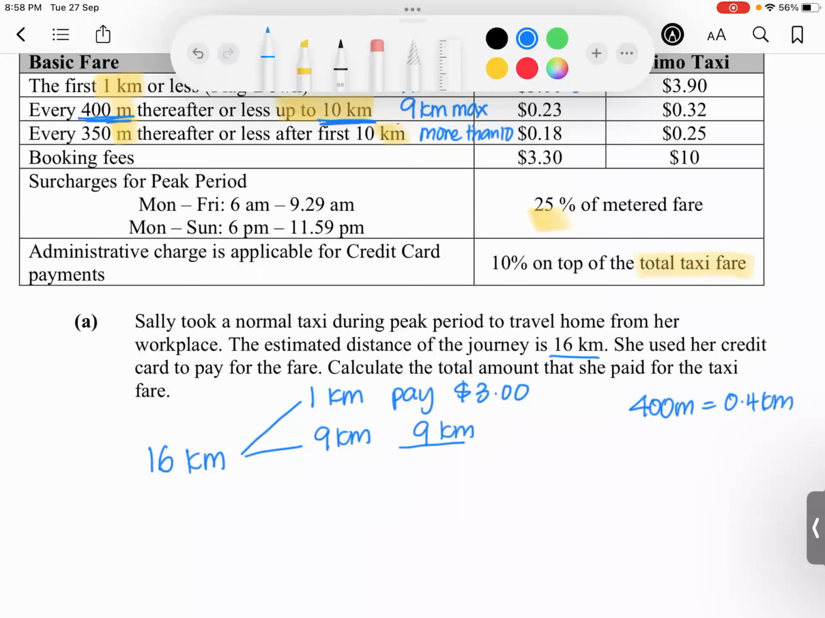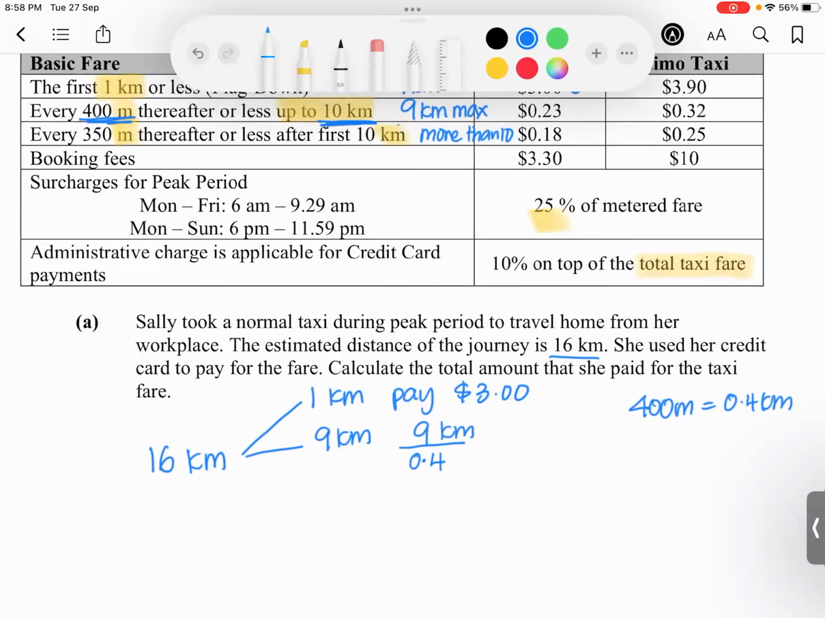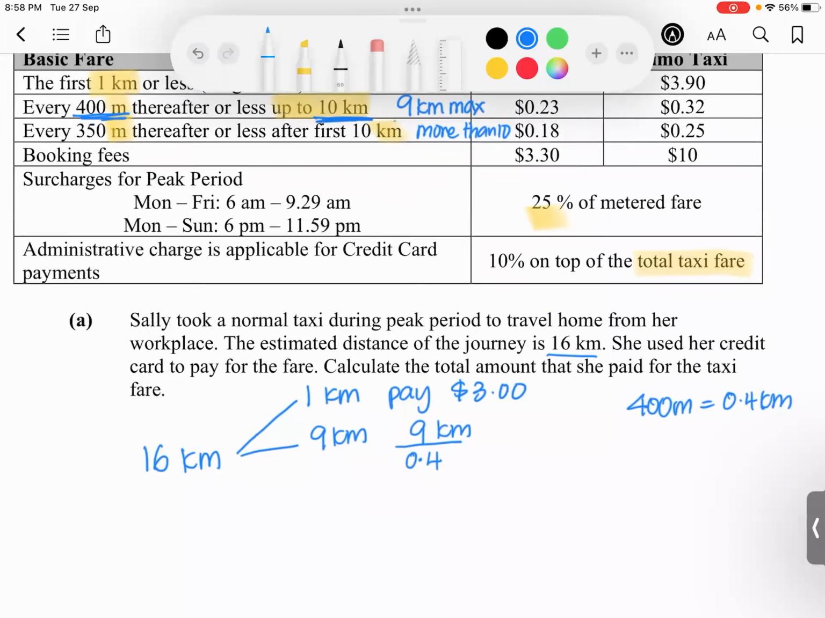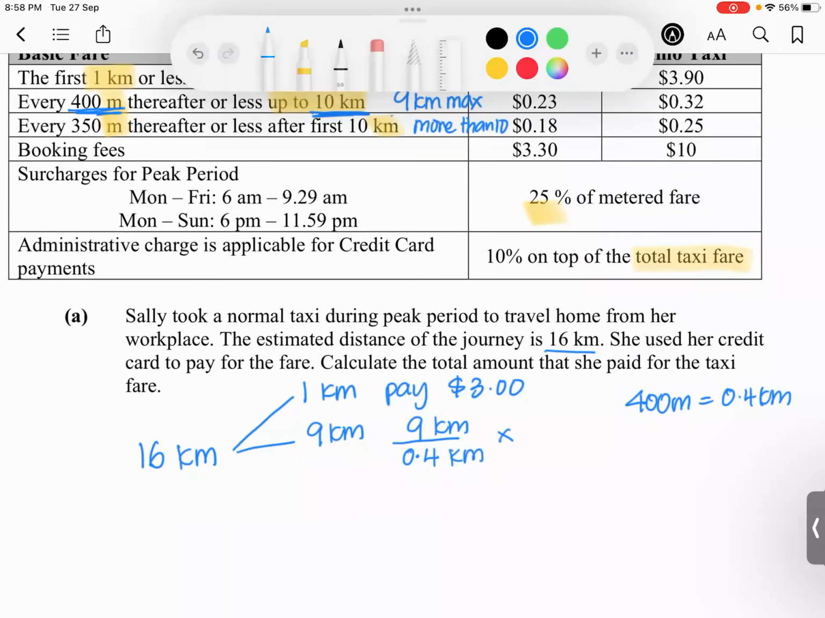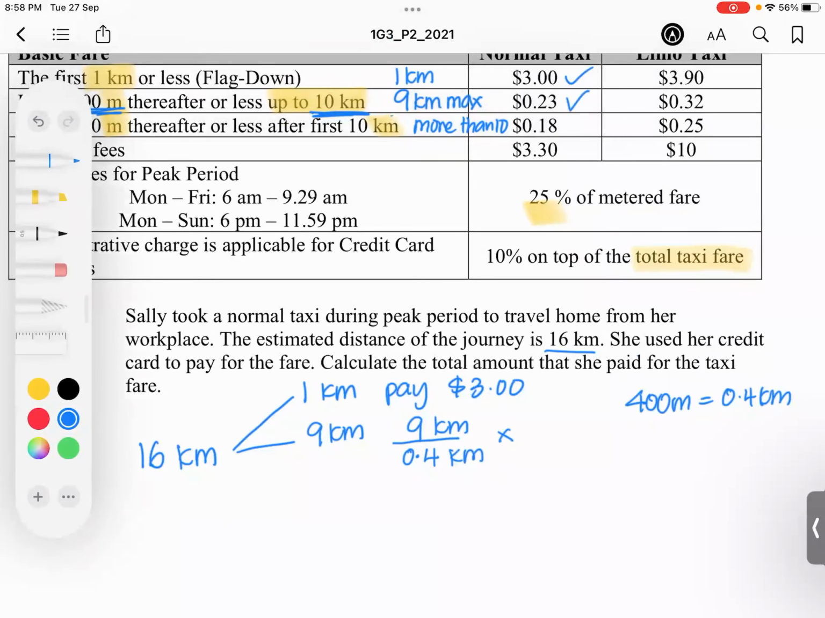I change everything to kilometers. I need to find the number of 400 meters there are, so I divide by 0.4 kilometers. That number, I multiply with the charge rate of 0.23 for my normal taxi fare. Let me calculate 9 divided by 0.4. 5.175, correct. Although this is talking about money, it's not my final answer, so I shall not round it off yet. I'll leave it up to 5 or 6 figures.